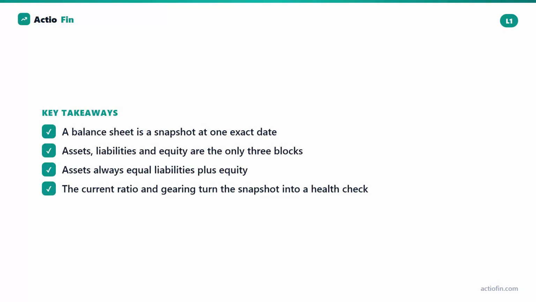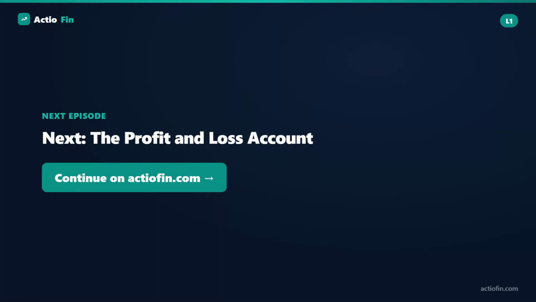We have the snapshot. Next episode we run the film, the profit and loss account, following Brindley's revenue all the way down to net profit, and seeing exactly where the money goes along the way.